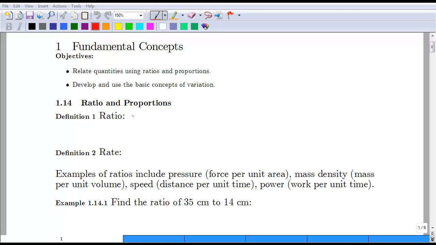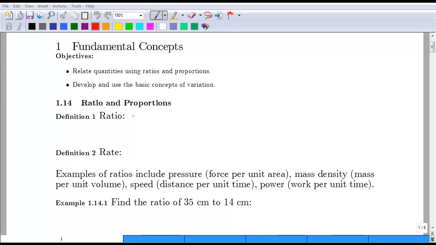Chapter 1 from the textbook discusses fundamental concepts, and you should have covered many of these sections in Tech Math 1. What we're going to start with today is section 1.4, which talks about ratios and proportions, and then in the next video we'll talk about section 1.5, which deals with variation.